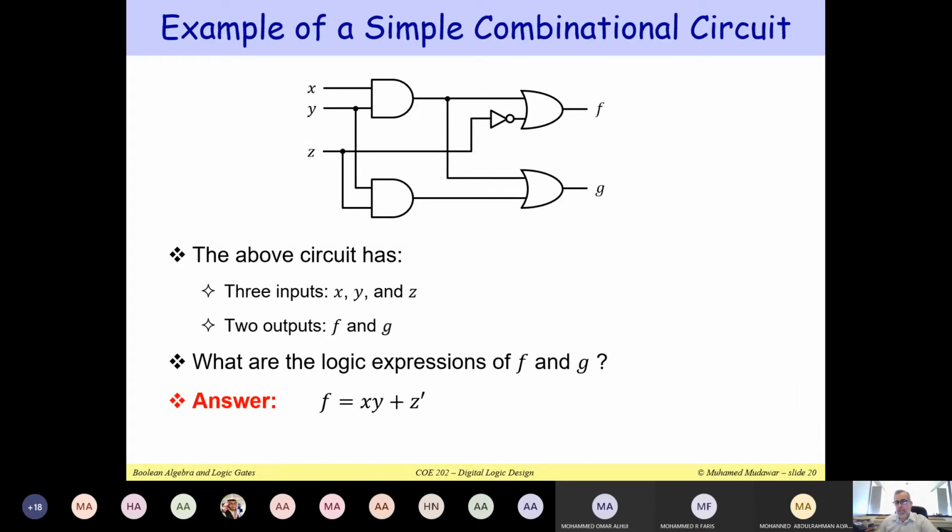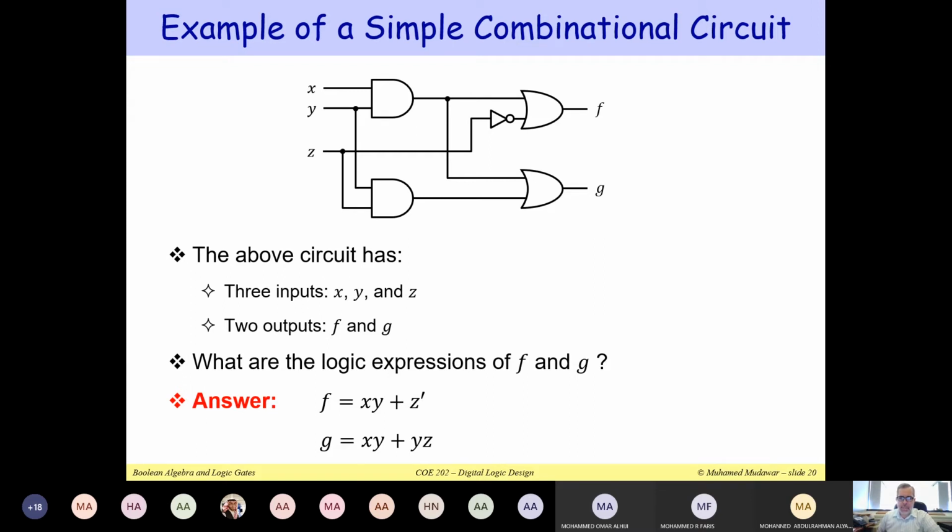Thank you. How about the function g? Can someone else give me the output of the function g? X and Y, or Z and Y. Yes, or you can say y and z. Okay, so this is the function g. This is a simple example of combinational logic.